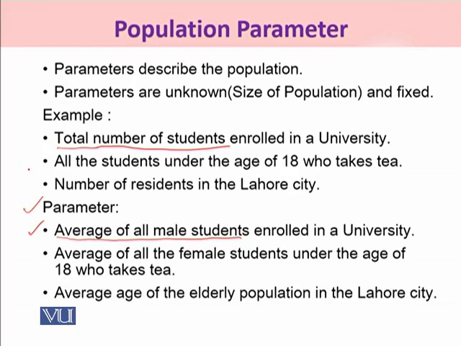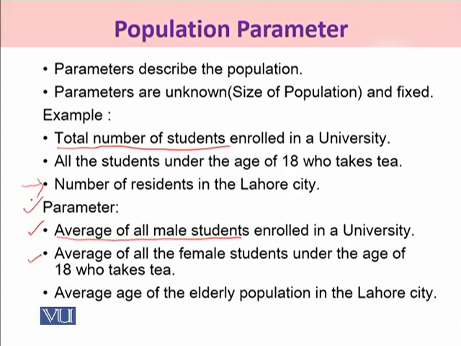Students, let us take another example. If you're talking about all the students under the age of 18 who take tea. Again, we are talking about the totality, the total number of objects. So how can we draw a parameter from this? Supposedly, we are interested in calculating the average of all the female students under the age of 18 who take tea.